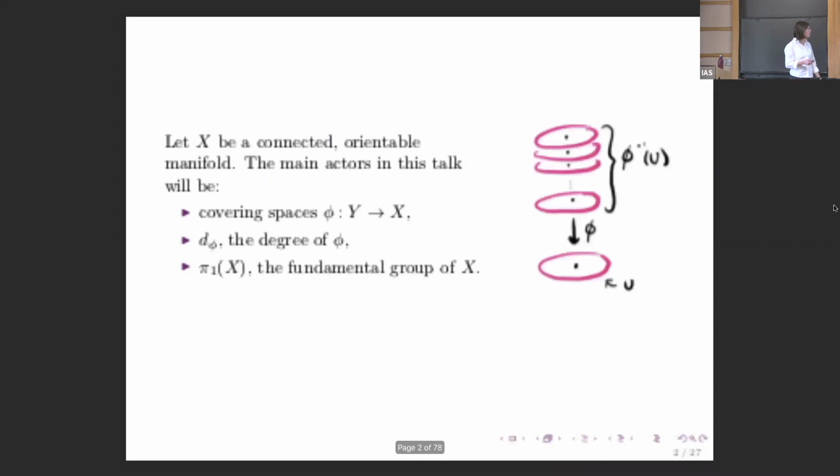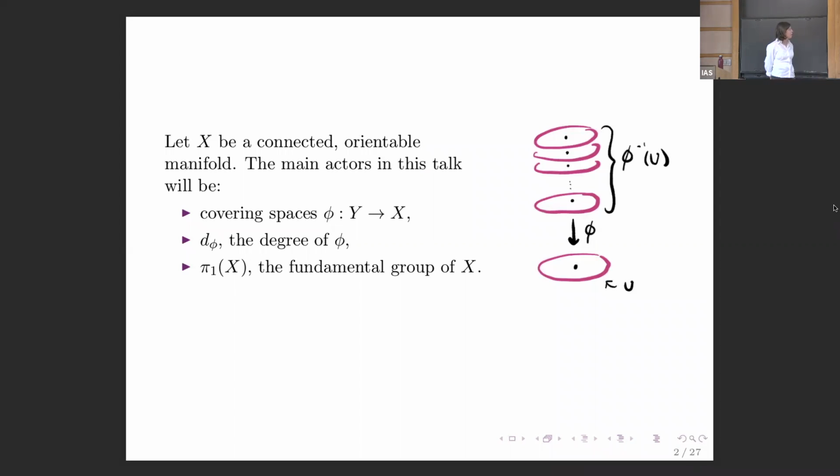Okay, let's get started. So the main actors in this talk will be covering spaces, specifically covers of manifolds. I'll start with a connected orientable manifold. And what I want to study are covering spaces. So what are covering spaces?